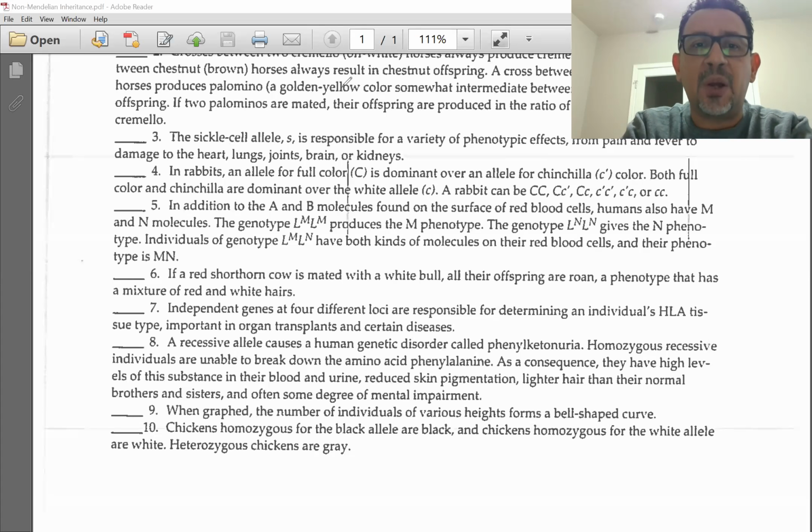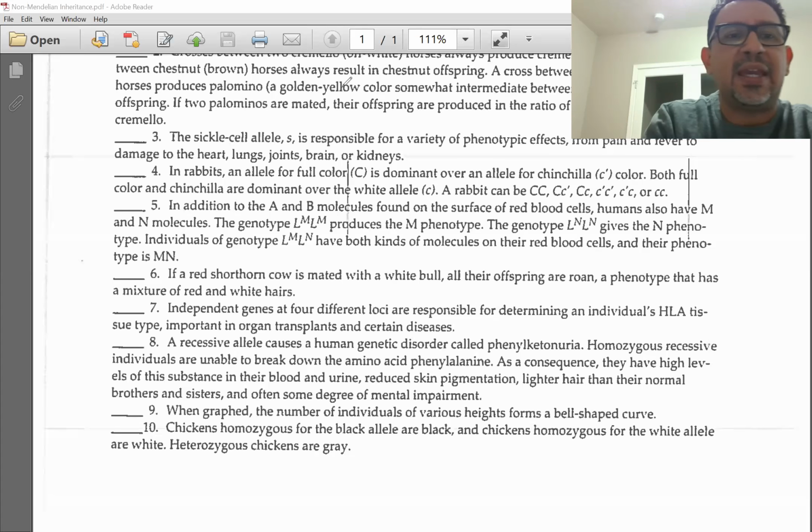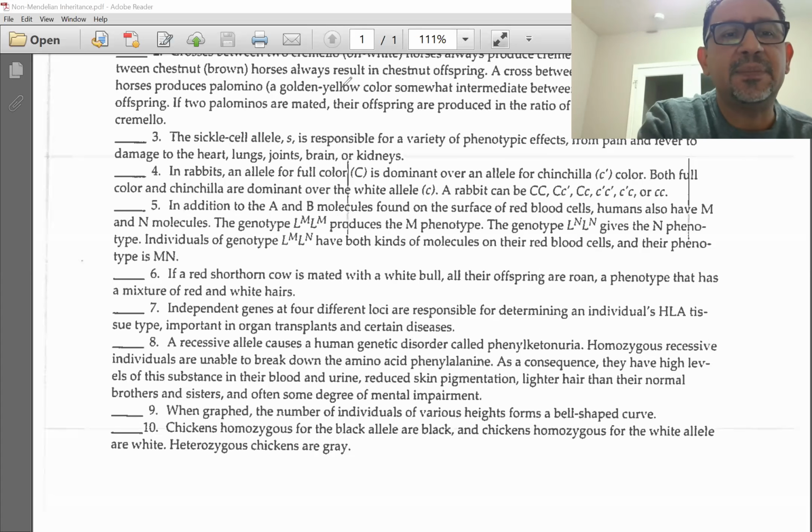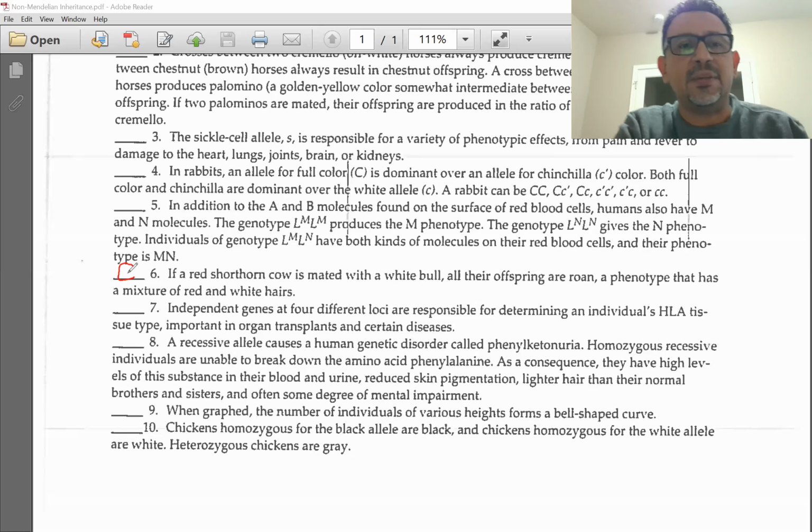The offspring are roan, meaning that if you examine the hair, you'll find it in equal proportions red hairs and white hairs, because both phenotypes are equally expressed. This is also going to be a case of codominance. I'm going to put the letter C over here. Let's continue. Number 7.